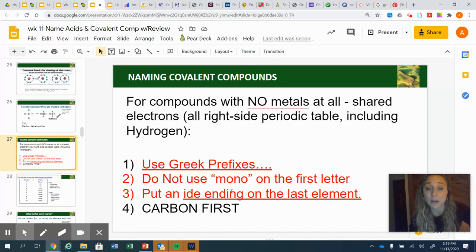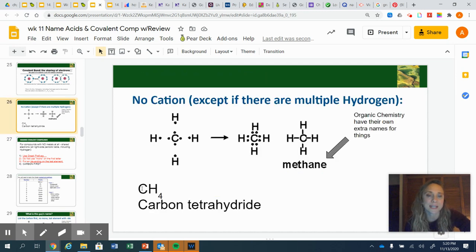And then just like ionic compounds, they're going to have an IDE ending on the last element. So yeah, kind of cool. And if you have carbon in it, usually put carbon first. Okay, so those are the rules. Maybe you want to write that down. No metals at all flips it to covalent naming. Use the Greek prefixes. Okay, for example, CH4.